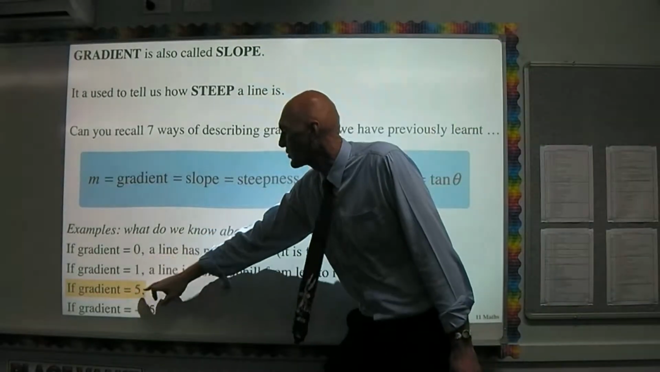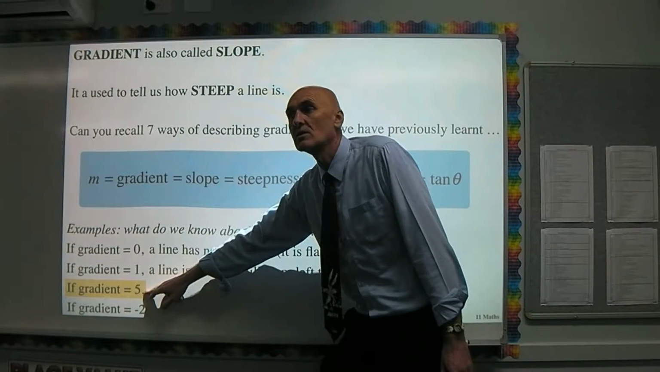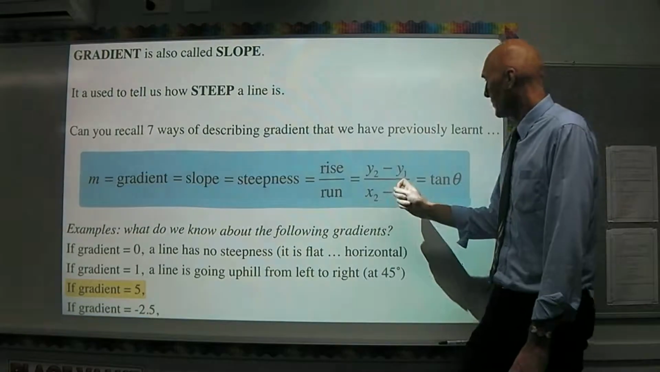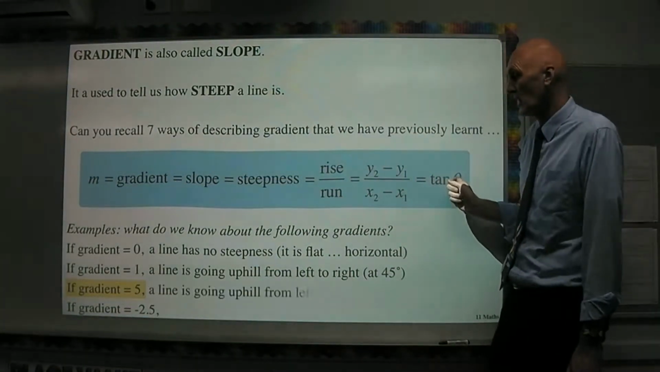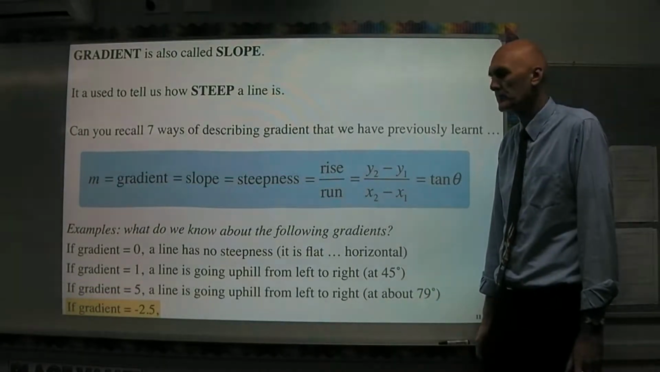What about a gradient of 5? When you compare it to a gradient of 1, bigger number, bigger gradient, steeper line. And the angle, we could find the angle. We know that 5 equals tan theta. If we did the inverse tan of 5, we'd get the angle, and it's around about 79 degrees if you plug it into your calculator.